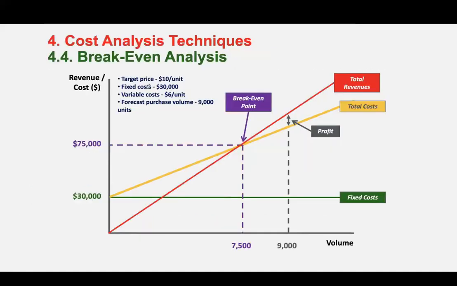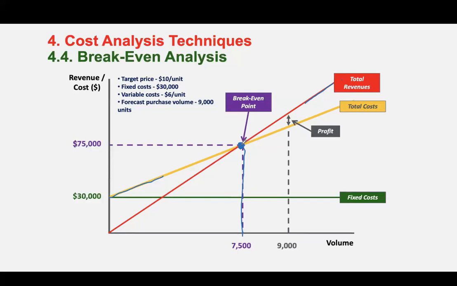Now, here is a graph that further explains this. In this graph, here's volume, the quantity that you are producing, and here is the dollar amount. And there are two lines. This red line represents revenues, and this yellow line represents cost. And this point is the 7,500 point. At this point, exactly as you can see, the red line that represents revenue and the yellow line that represents cost are equal.